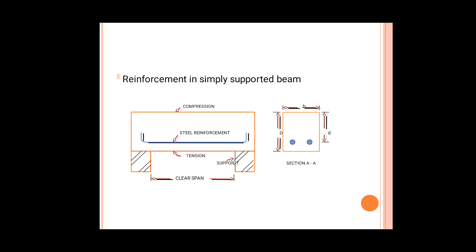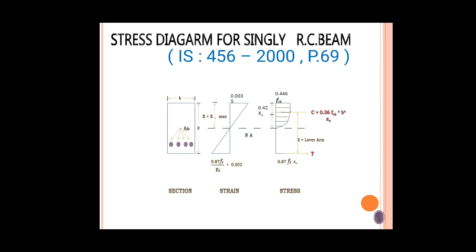Here is a typical image of a beam in which, as we can see, steel is provided only in the tension zone, that is the lower part, to provide strength. Now here is the stress strain diagram for a singly reinforced RC beam as per IS 456-2000, page number 69. The maximum strain as per IS 456 should be 0.0035 and the minimum tensile strain is equal to 0.87 Fy by Es plus 0.002.